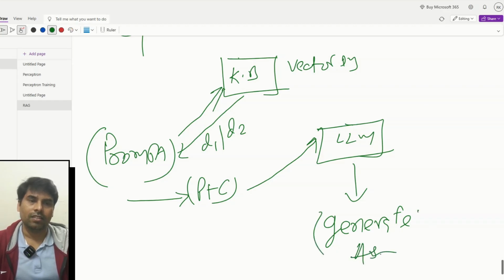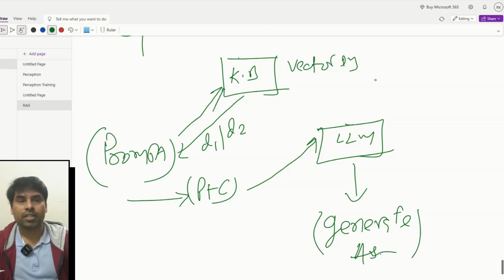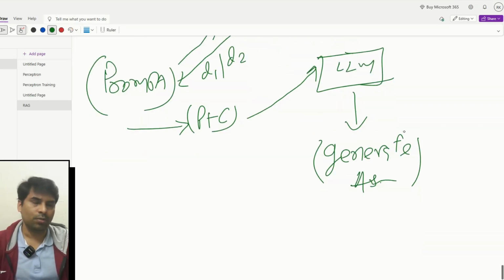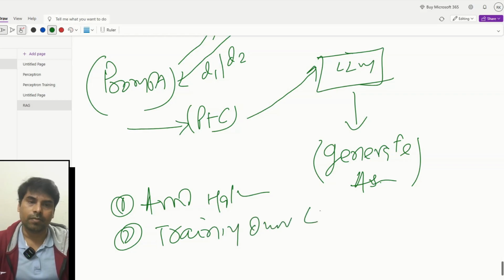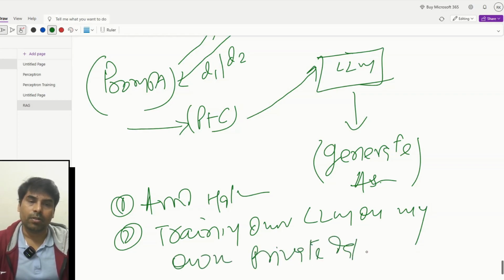And what is the use case? Why do we use it? To avoid hallucination. The use case is to avoid hallucination. This is also how we are training our LLM on my own private data. This is very important, because the LLM has not seen my private data.